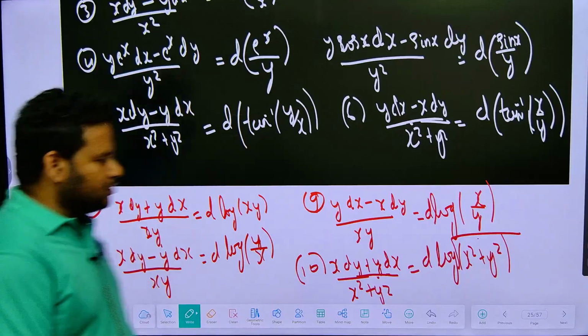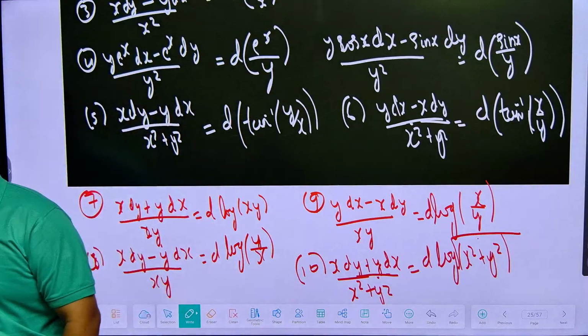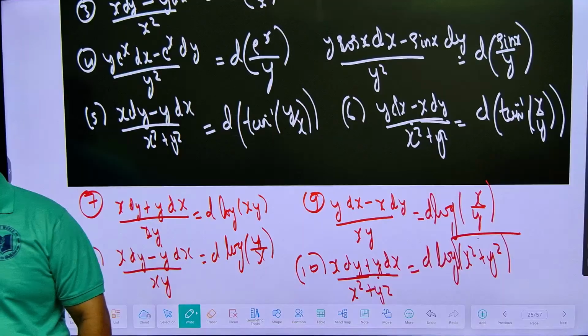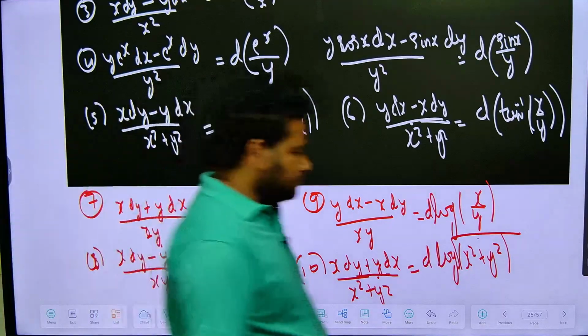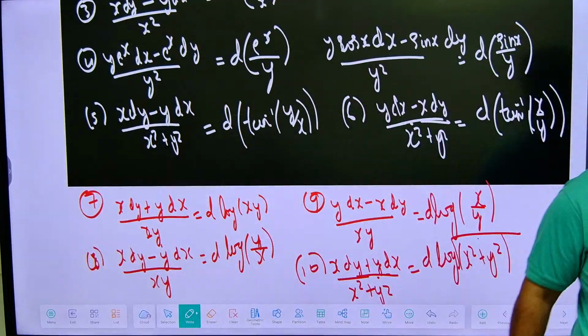Okay, now let us directly go to previous year questions. So that's all when it comes to the concepts of differential equations. Now let us go to previous year questions. Write this down fast, all of you.